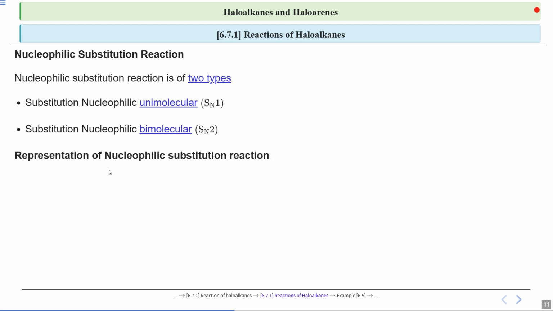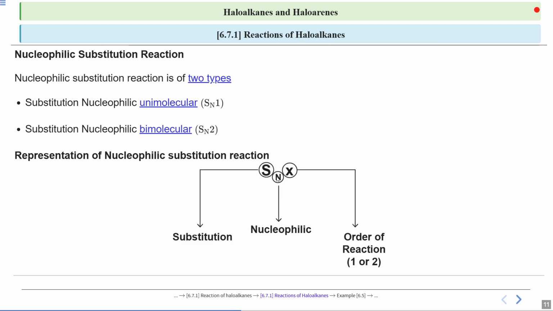How can you represent the nucleophilic substitution reaction? The representation is SNX. S is the representation for substitution, N is the representation for nucleophilic, and X is the representation for the order of the reaction. Either the reaction will be first order or second order. Substitution nucleophilic unimolecular means a first order reaction, and in substitution nucleophilic bimolecular, X will be 2, which means a second order reaction.